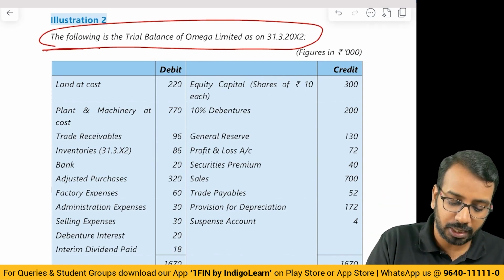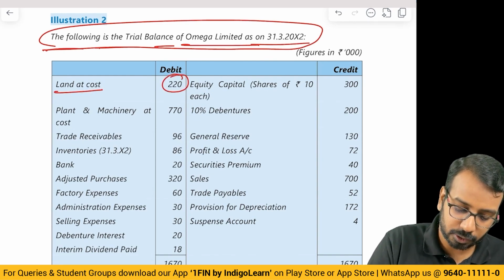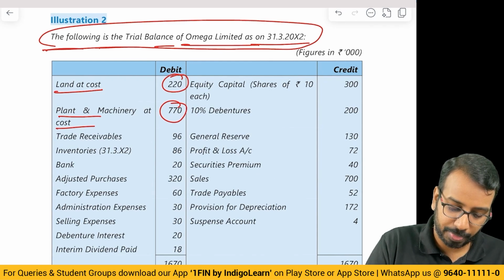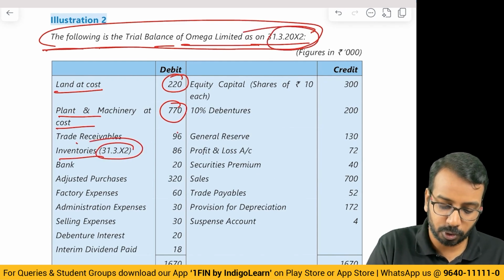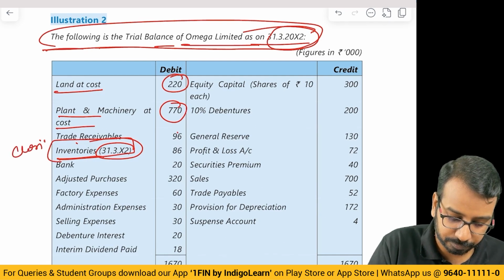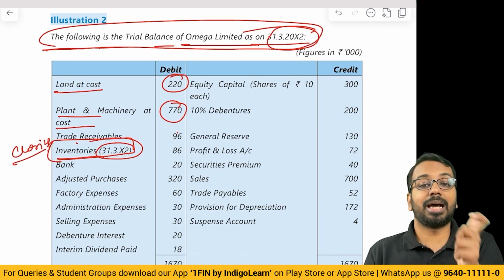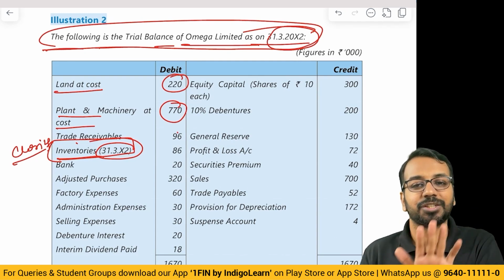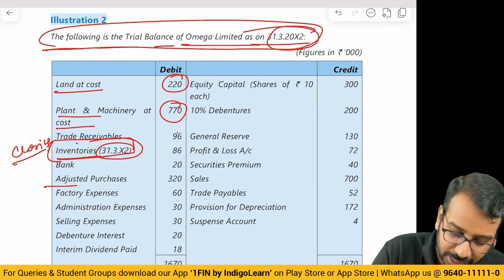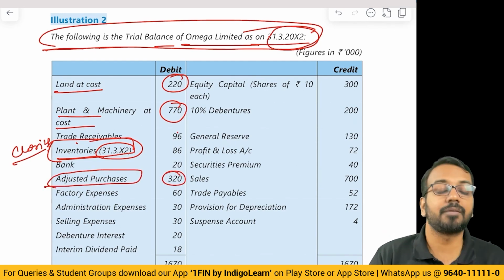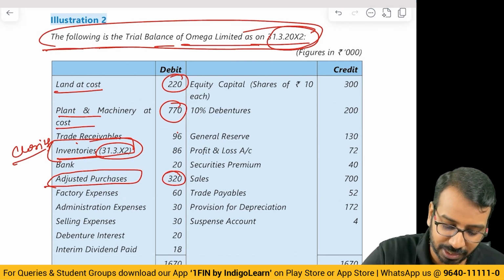Okay. The following is the trial balance of Omega Limited as on 31st March of year 2. Land at cost, plant and machinery at cost, trade receivables, inventories. We are preparing on 31st March of year 2. This is closing inventory. If you get closing inventory in the trial balance, what it means is it has been adjusted already. The inventory adjustment has already been given, and the purchases that you see here is after adjusting the closing and opening inventory. That is why it's called adjusted purchases.